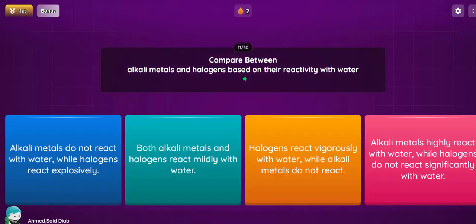Question. Compare between alkali metals and halogens based on their reactivity with water. Option 1, alkali metals do not react with water, while halogens react explosively. Option 2, both alkali metals and halogens react mildly with water. Option 3, halogens react vigorously with water, while alkali metals do not react. Option 4, alkali metals highly react with water, while halogens do not react significantly with water.